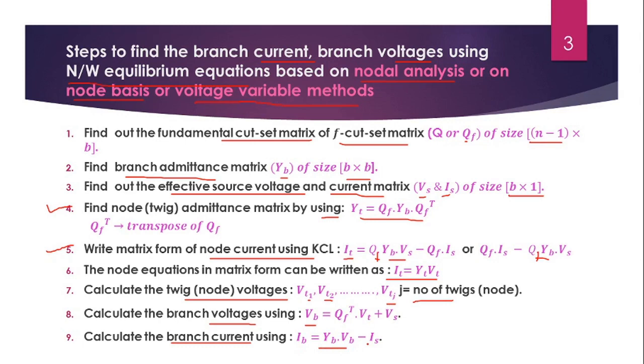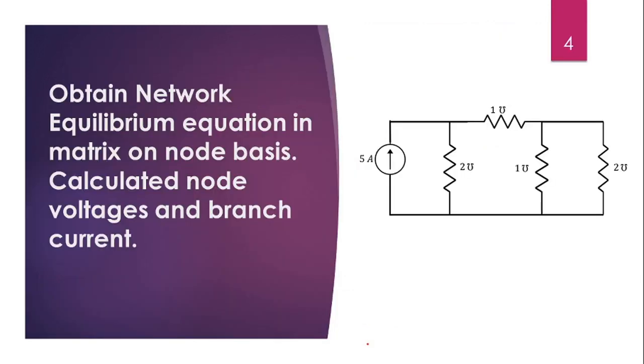So we have to follow these steps to find the branch current and branch voltage for the given network. So let's start. If the numerical is given like this, or the circuit is given like this: obtain the network equilibrium equations and calculate the node voltages and branch current. So this is the circuit given.